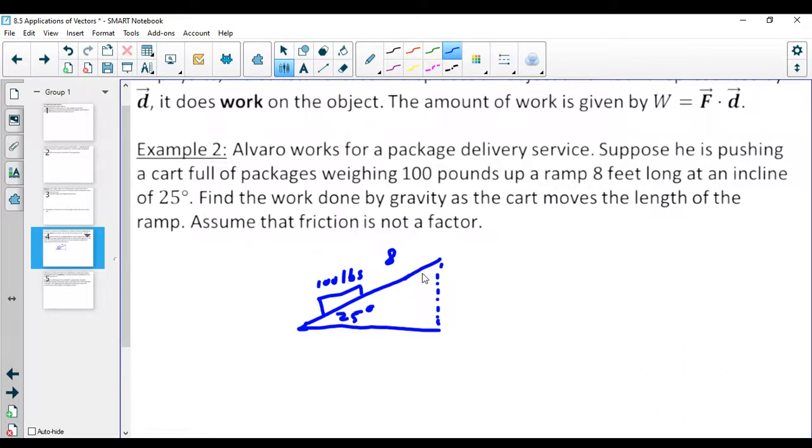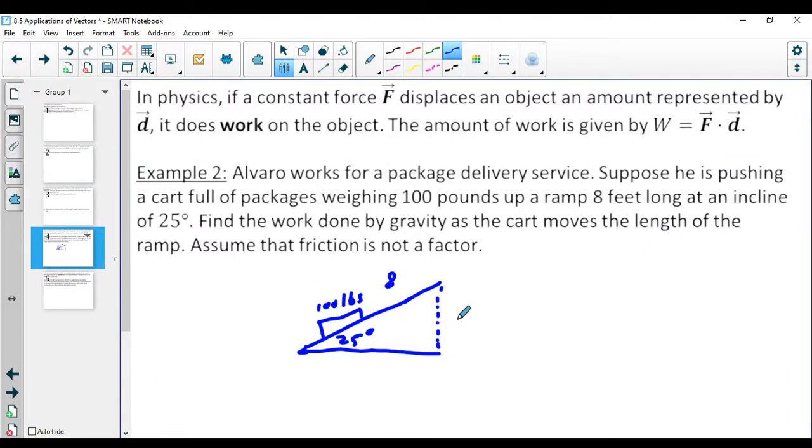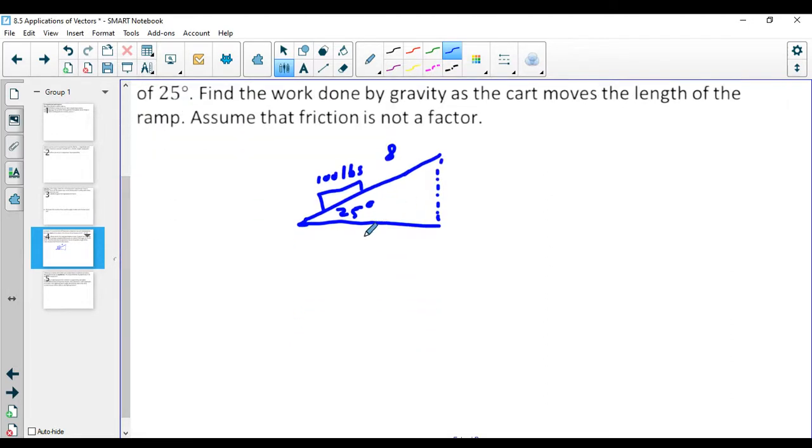Now, this is the part where I kind of just have to give something to you, right? If we're finding work done, we know we're going to have two vectors here, the constant force and the displacement. Now, when I did a dot product, remember, I had vectors and their component parts, right? And so I'm going to find my X and Y components here.